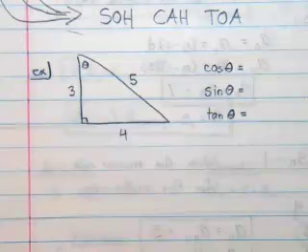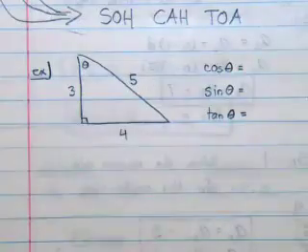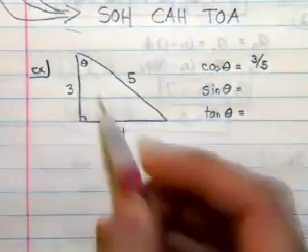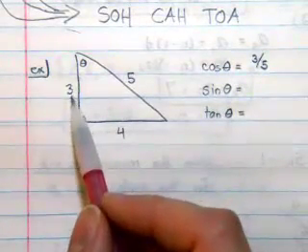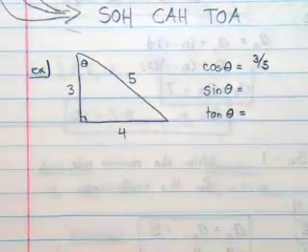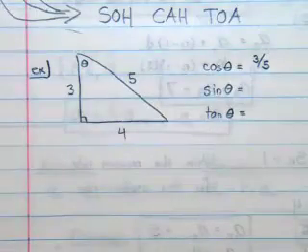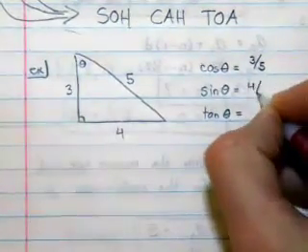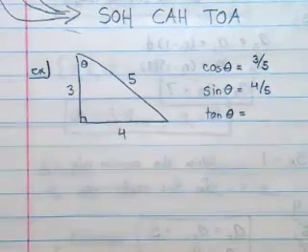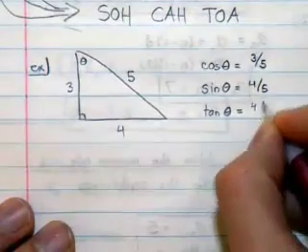So, cosine. Alex. 3/5. Good. So it is the adjacent side, which in this case is the 3, over the hypotenuse, which is the 5. 3 over 5. Good. Sine. Reed. 4 over 5. Good. And the tangent. Kelsey. 4 over 3. Good. Opposite over adjacent.